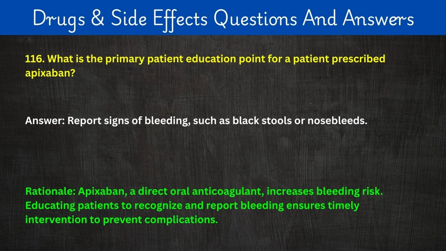116. What is the primary patient education point for a patient prescribed apixaban? Answer: report signs of bleeding, such as black stools or nosebleeds. Rationale: apixaban, a direct oral anticoagulant, increases bleeding risk. Educating patients to recognize and report bleeding ensures timely intervention to prevent complications.